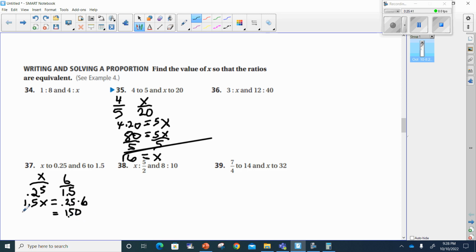So I got 1.5 equals 1.5x. Wow, this turned out nice. So that means I can divide 1.5x by 1.5, and I'll divide this by 1.5. And that makes this really easy because any number divided by itself equals 1. So x equals 1.